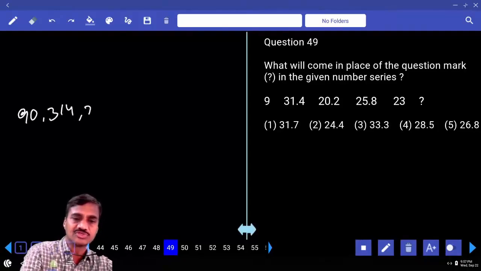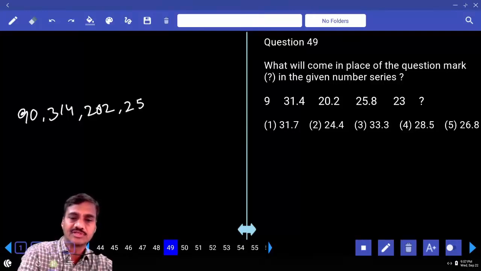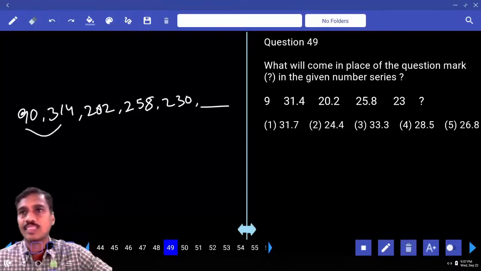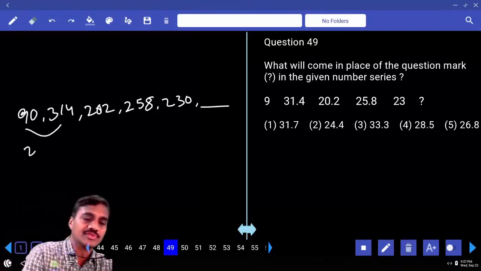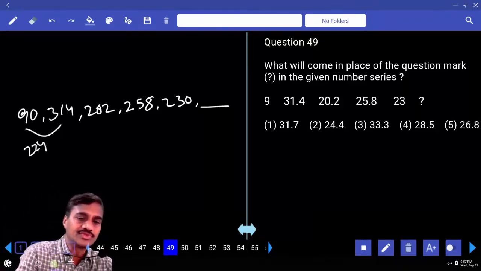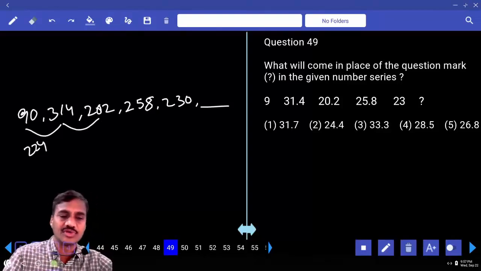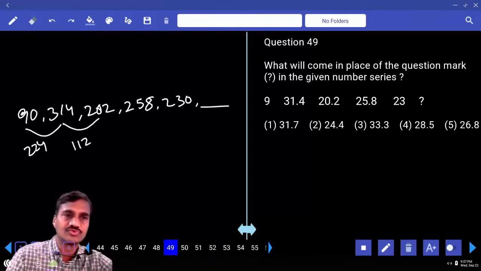And next one is so much? 202. Next one is 258. And next one is so much? 230. Now these are the numbers we have. Then 90 and 314, what is the difference we have? The difference between 90 and 314 is 224. Right? 224. And 314 and 202, what is the difference we have? 112. 112 is the difference.